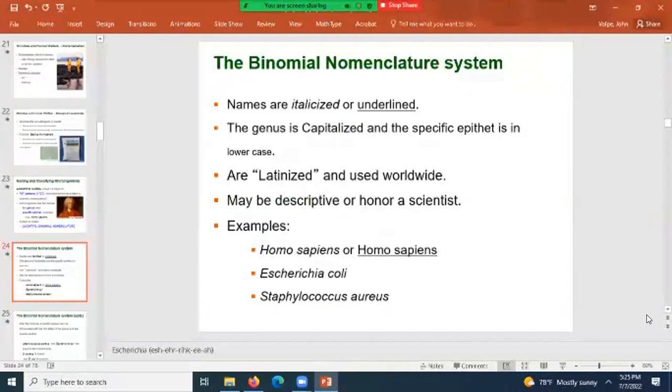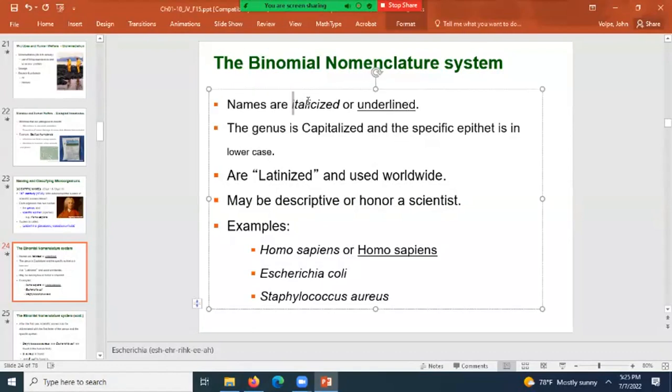I guess he would group humans into animals, but the largest grouping, the domain, was not known in his day. All right, let's go back to the nomenclature system. The names are italicized or underlined. So if I were to write it on the board, I would underline it, meaning that it is a scientific name.